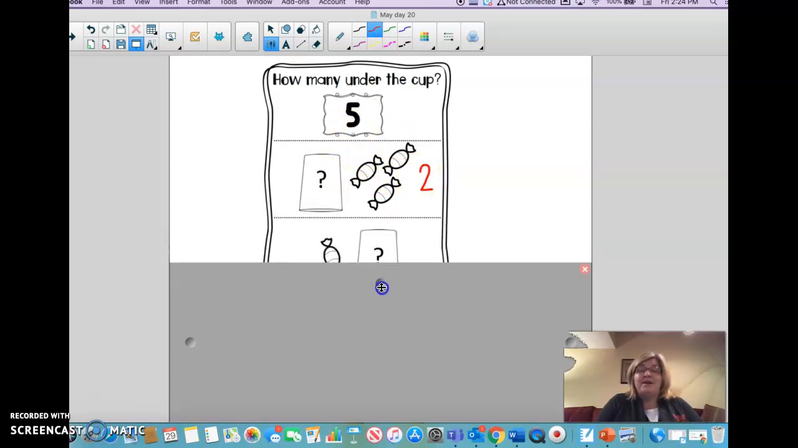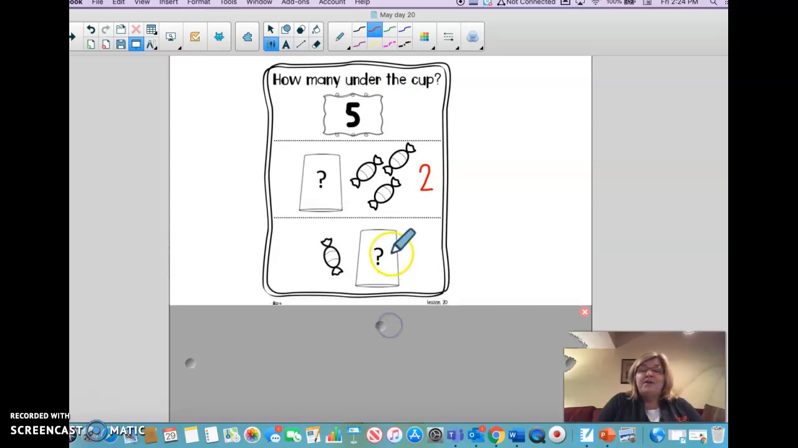Let's try this one. How many would be under my cup if there were only 1 sitting next to it? If you said 4, great job. 4 plus 1 equals 5. 5 take away 1 equals 4.